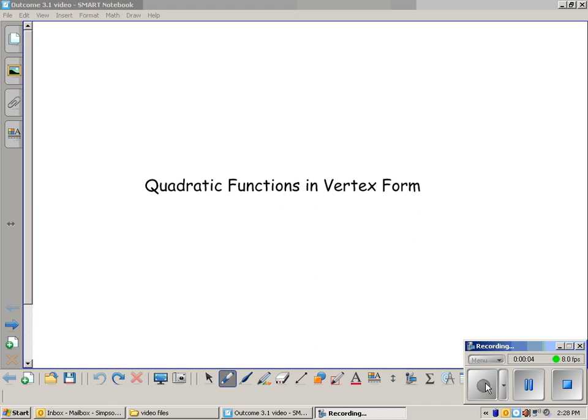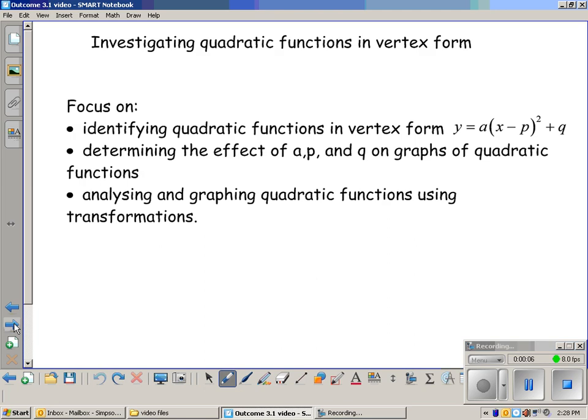Quadratic functions in vertex form. This lesson will focus on identifying quadratic functions in vertex form, determining the effect of a, p, and q on graphs of quadratic functions, and on analyzing and graphing quadratic functions using transformations.